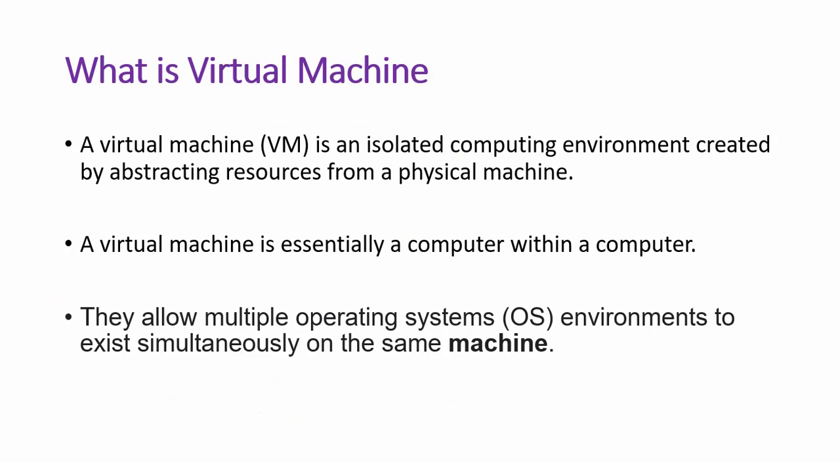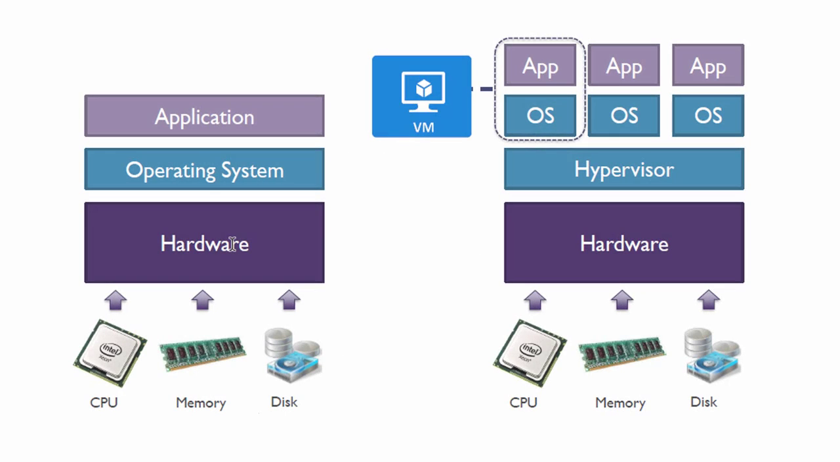So next we are going to see what a virtual machine is. A virtual machine is an isolated computing environment created by abstracting the resources from a physical machine. A virtual machine is essentially a computer within a computer, and it allows multiple operating systems, that is OS, to exist simultaneously on the same machine. So this is a basic definition of what a virtual machine is. Let's go ahead and see the diagram.